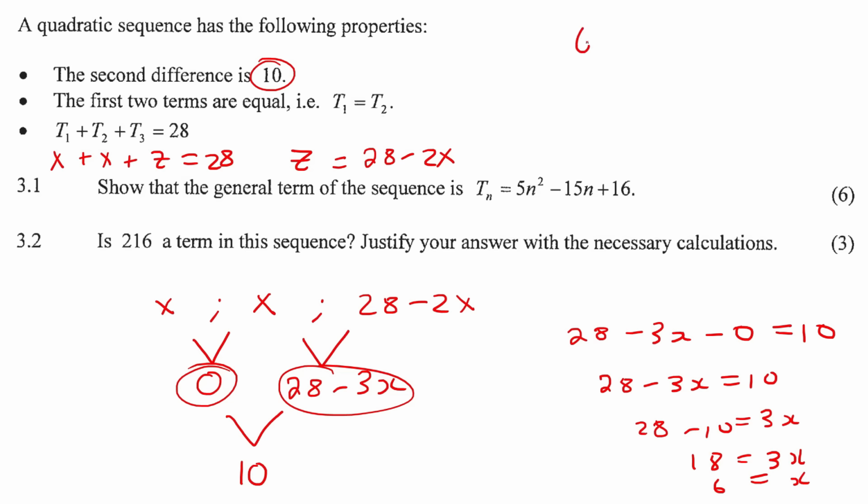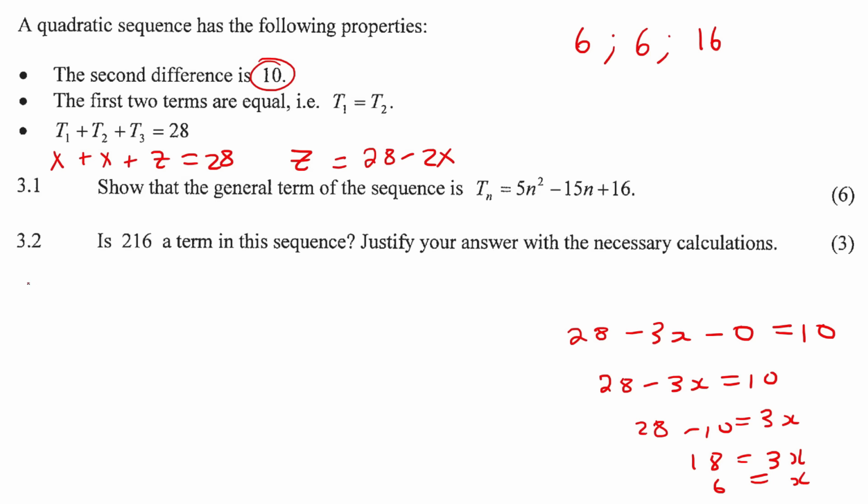Now that we have x, we can construct this now. So x is 6, so term 1 is 6, term 2 is 6, and then this would be 28 minus 2 times 6, which is 28 minus 12. What is 28 minus 12? 16. And there we have the first 3 terms of our sequence. Notice how we didn't even look at this nonsense over here. So never take what they want you to prove and then use that to try work backwards. I know it's nice, you're like, oh, easy, I'll just sub in values. No, they won't give you marks. That's the problem.